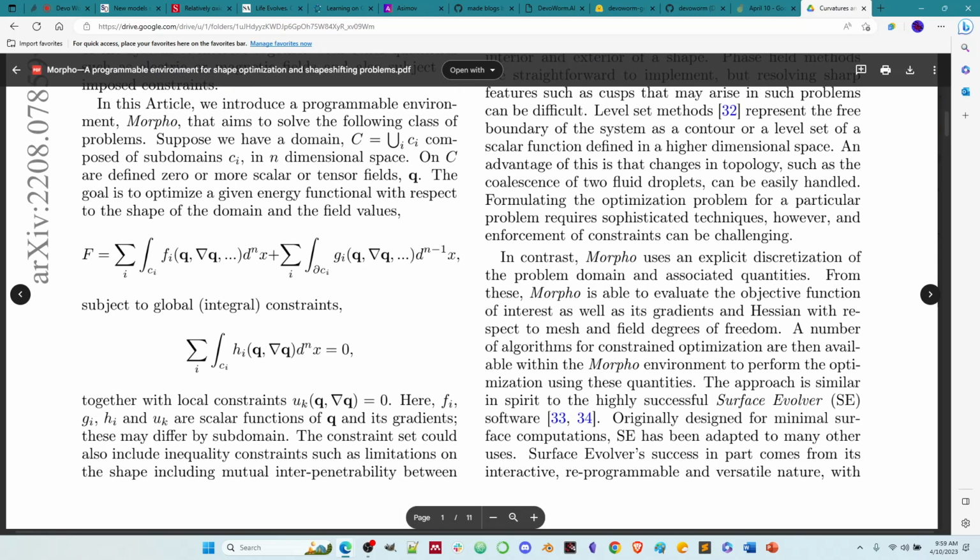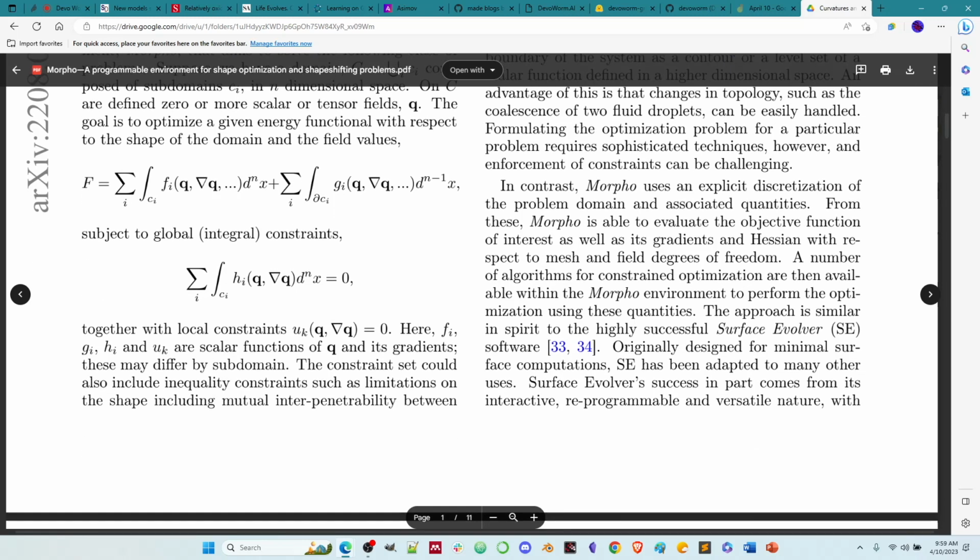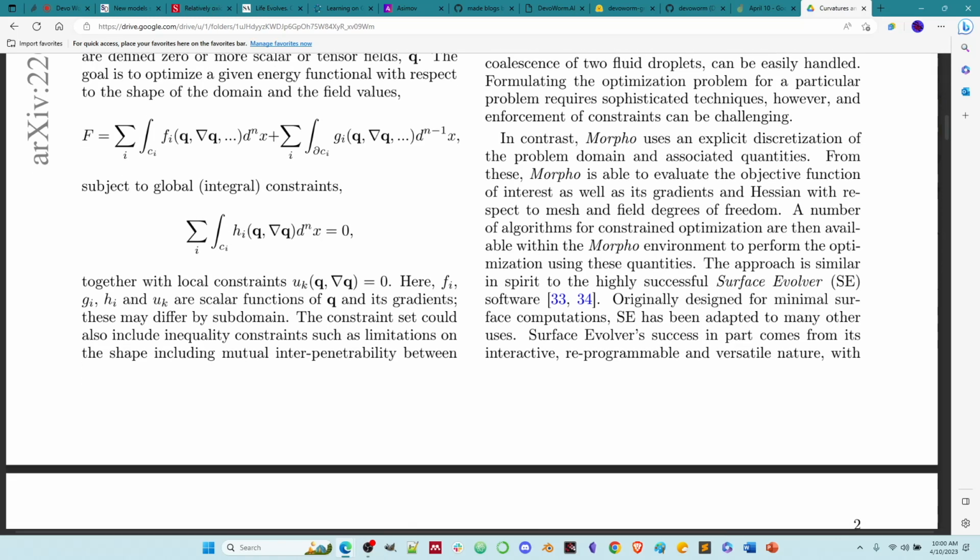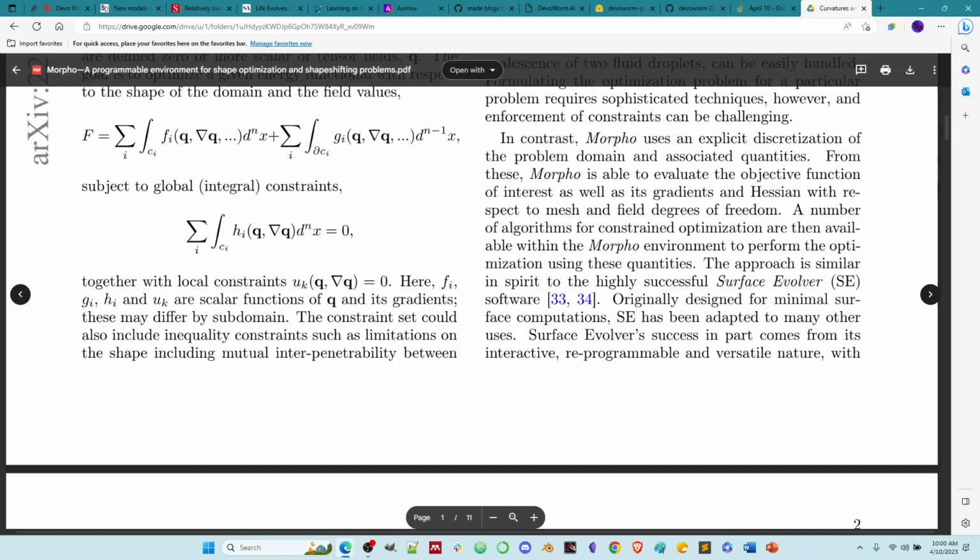So in Morpho, they use the explicit discretization of the problem domain and associated quantities. From these, Morpho is able to evaluate the objective function of interest, as well as its gradients and Hessian, which is a mathematical operator, with respect to the mesh and field degrees of freedom. A number of algorithms for constrained optimization are then available within the Morpho environment. And the approach is similar in spirit to the highly successful Surface Evolver software.